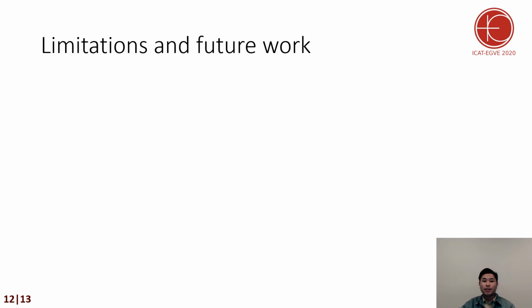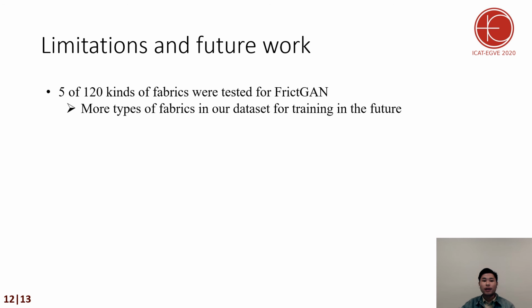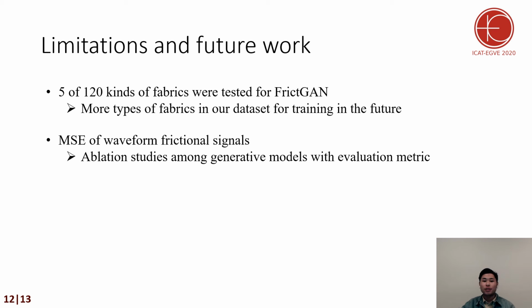We also identified some limitations that could be improved in future work. Firstly, we only tested 5 of 120 kinds of fabrics for our model, so we will include more types of fabrics in our database for training in the future. In addition, for our evaluation, we only calculated MSE values of frictional signals, which could not fully support the acceptability of the results from the FrictGAN model. So we intend to conduct ablation studies among different generative models by evaluating some parameters such as geometry score or FID score.